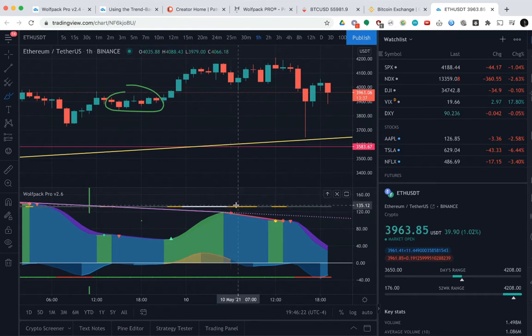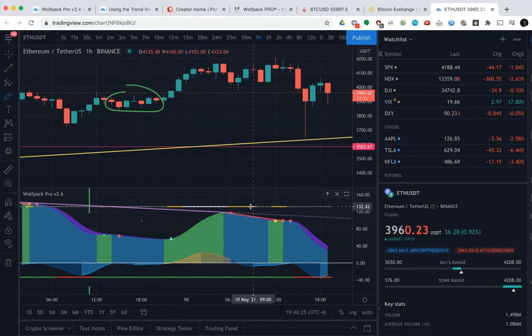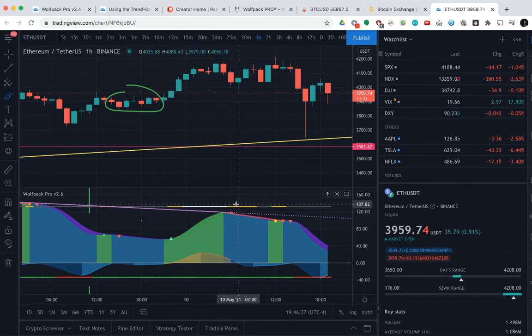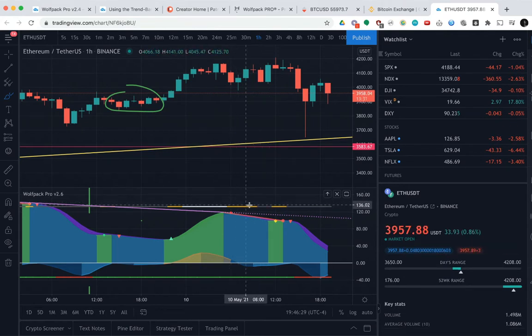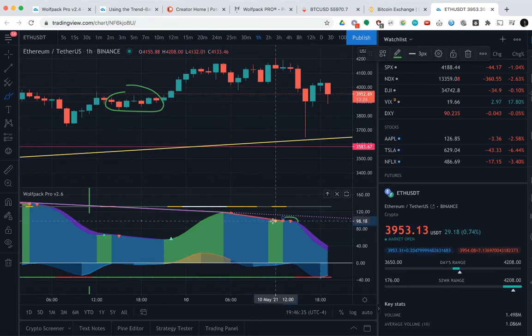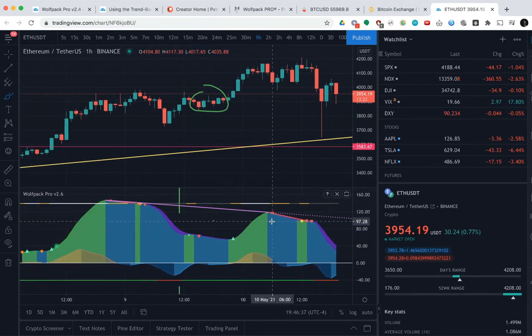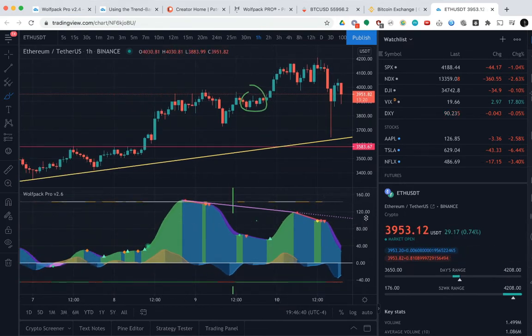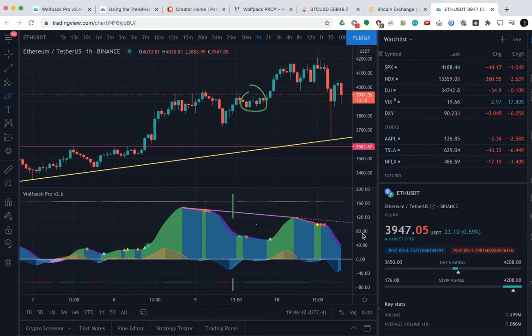We had the yellow for consolidation. This was the tipping point, so we saw some more black coming in, and then we got this final warning signal telling us to get out of the trade. So that is how I'm using these signals.